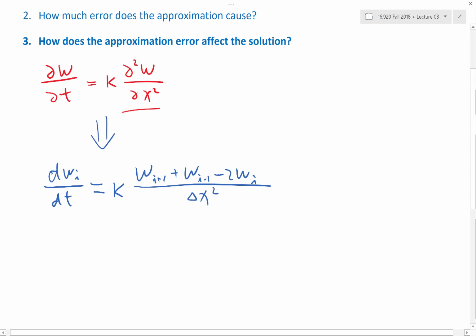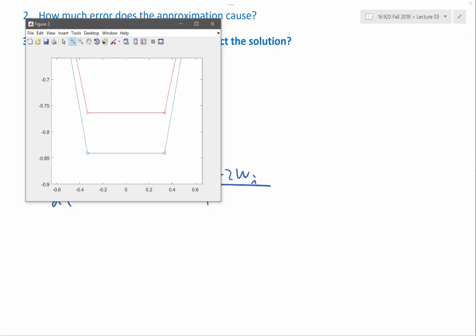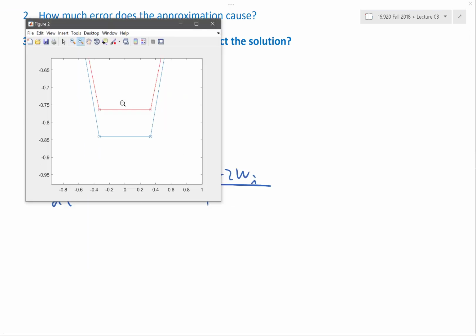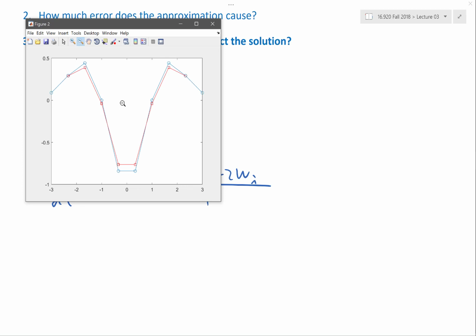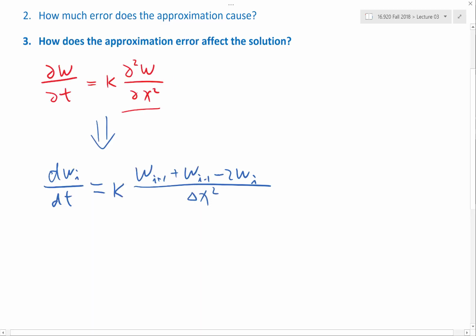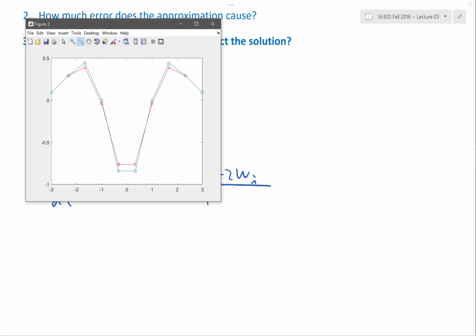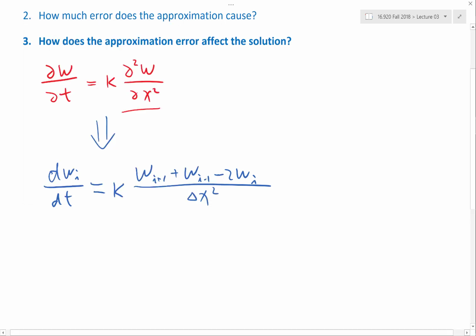If I look at this case, we have 10 grid points, right? We have 10 grid points, so we have reduced the system into how many ODEs? 10? Do we have 10 ODEs here? No. We only have 8 ODEs, right? Because this approximation only works for i equal to 2 to n minus 1, right? So we have n minus 2 ODEs, or 8 ODEs.